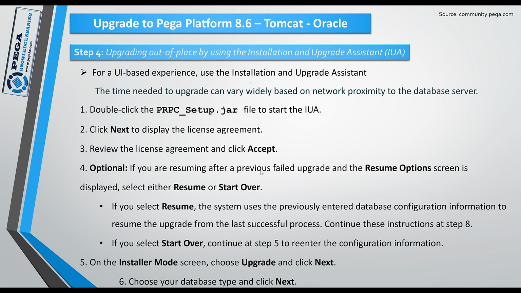If you are resuming after a previous failed upgrade and the resume option screen is displayed, select either resume or start over. If you select resume, the system uses the previously entered database configuration information to resume the upgrade from the last successful process. On the installer mode screen, choose upgrade and click next.